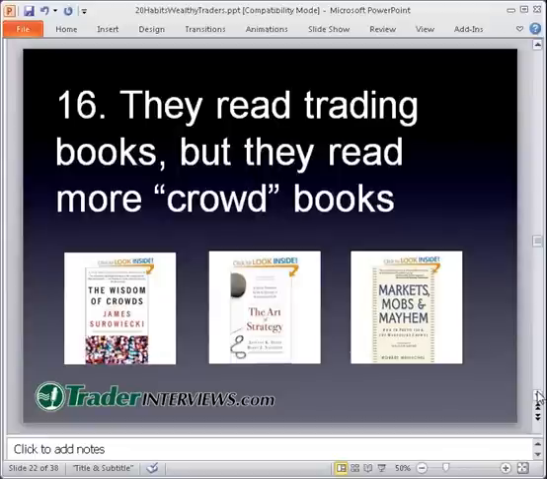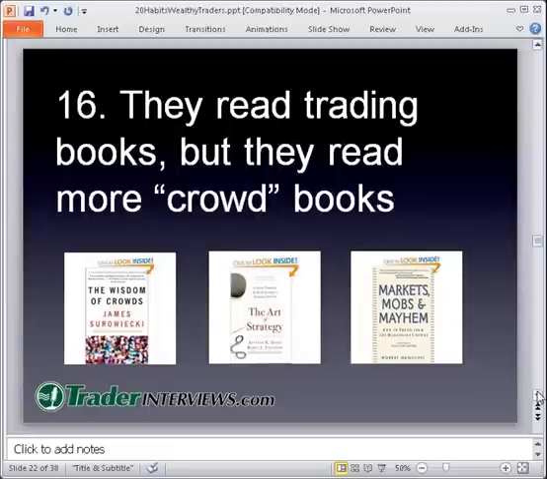If you haven't read The Wisdom of Crowds, go get it on Amazon right now, because it's a great read and it'll help you understand that trading and the markets are just emotional riots. That's all they are. The Art of Strategy is another good one. It's about game theory and math games.